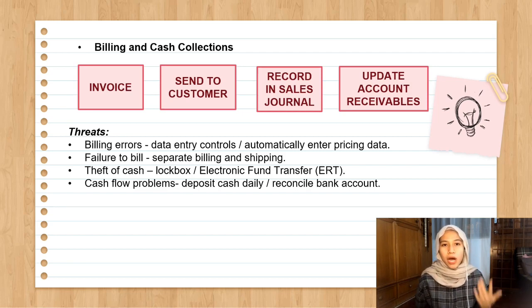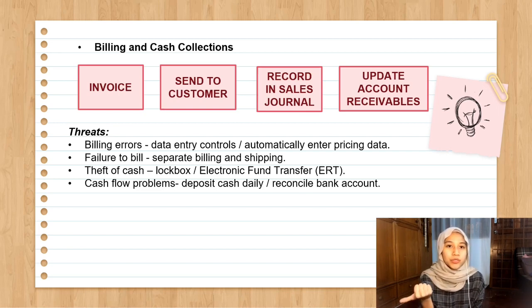So how to prevent billing errors? We can prevent billing errors by using data entry controls or automatically entering preset data. Failure to bill can be prevented by separating billing and shipping. We can also prevent theft of cash by using a lockbox and electronic funds transfer, also known as EFT. The last threat is cash flow problems. We can prevent it by depositing cash daily or reconciling our bank account.